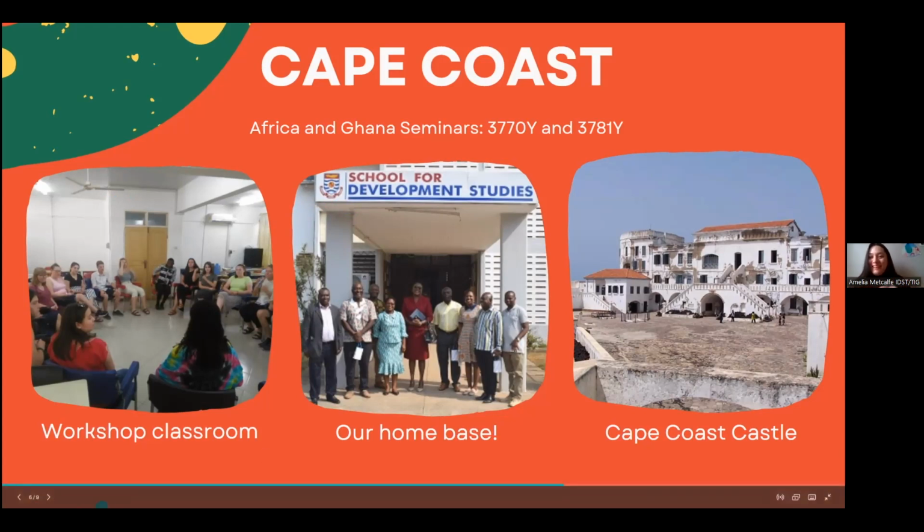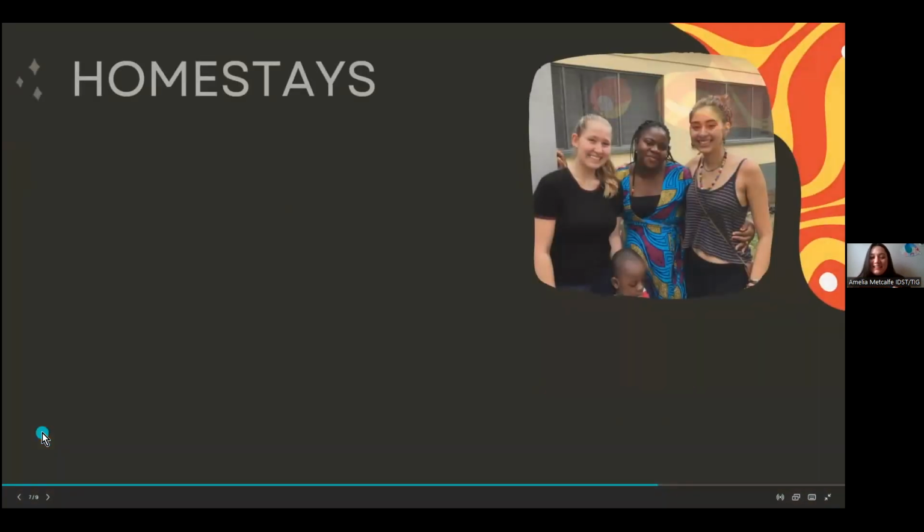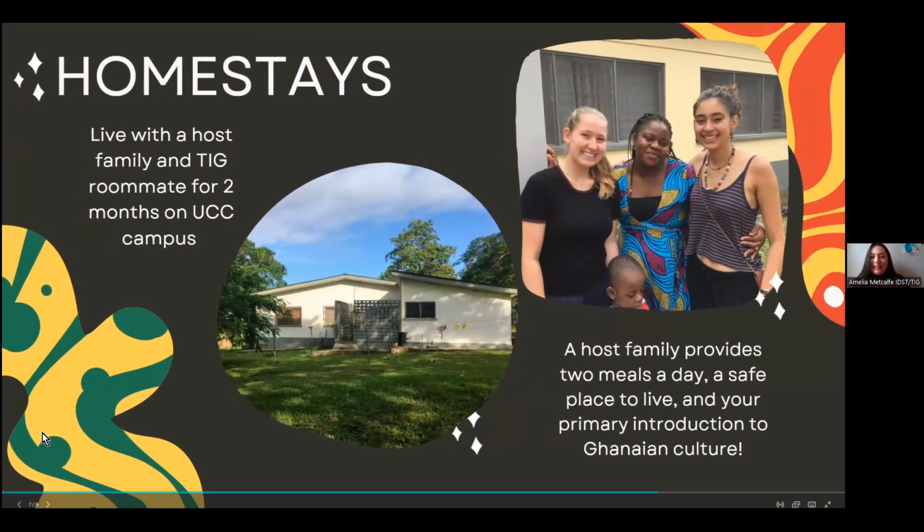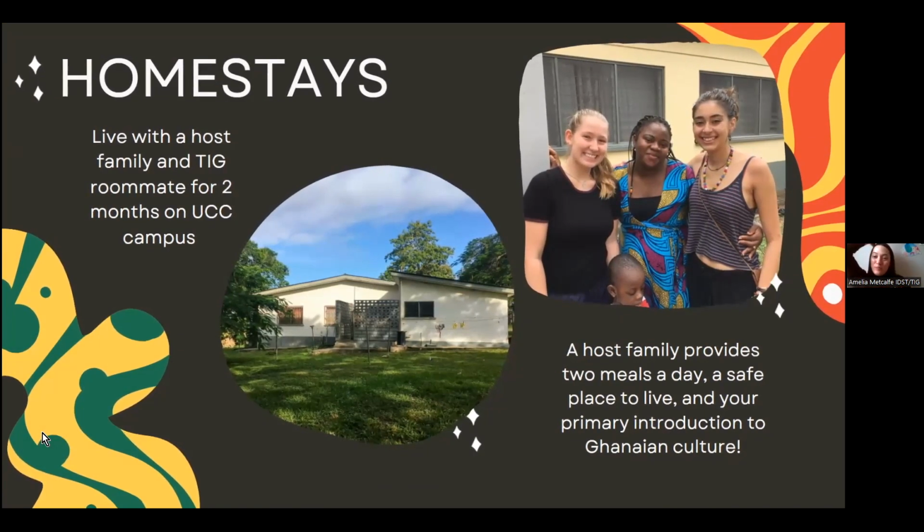Yeah. And then our next section here is homestay. So while we're in Cape Coast for the first 2 months of the year, we will be staying with a host family on campus. Usually it's a professor's family. So you will live with one other TIG participant, and you'll live in a house either on the old site or new site, and you'll be able to walk to class and everything. And they'll provide you 2 meals a day, and they'll kind of set you up for living in Ghana.